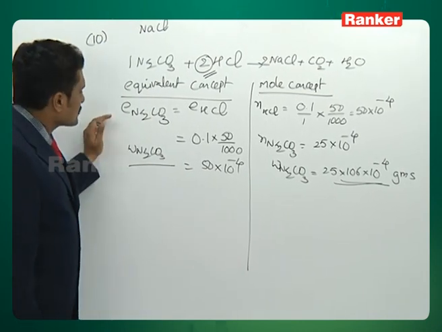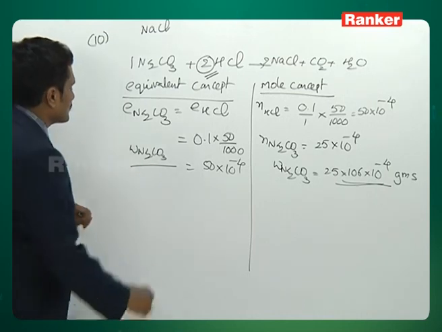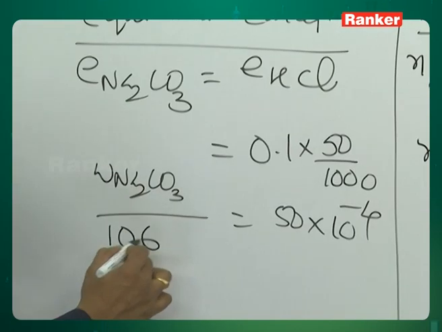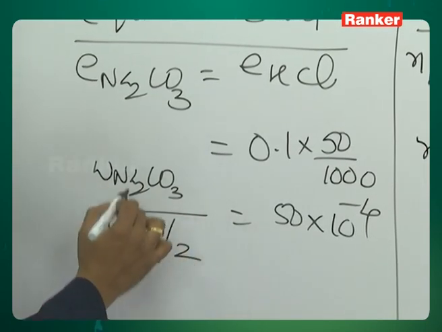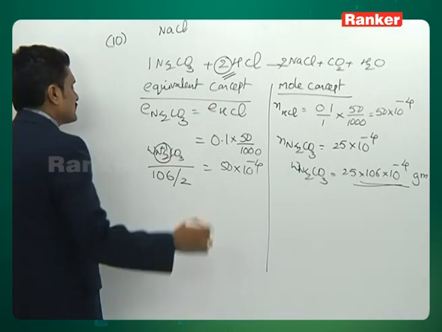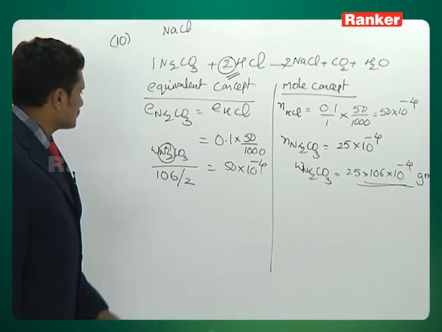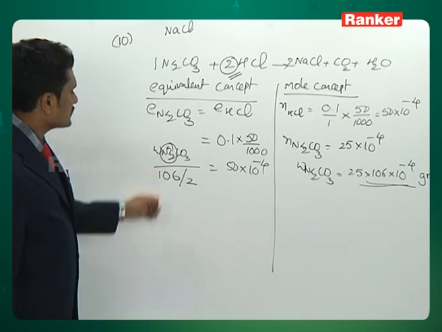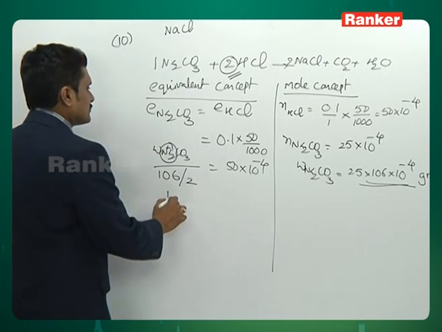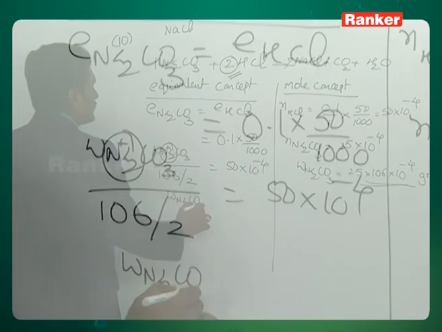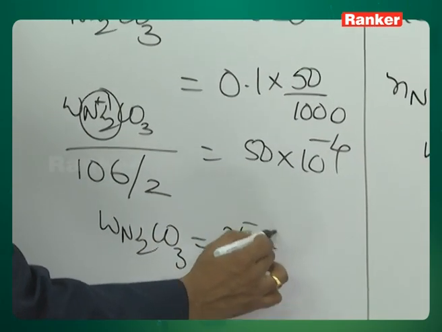I am going to get the gram equivalents by dividing the weight by the gram equivalent weight, that is molecular weight by n factor of Na2CO3. As I just told you, it has to be regarded as the total charge in this case. It is 2 into plus 1. Now you are going to get this weight of Na2CO3 the same as I got in that particular case.